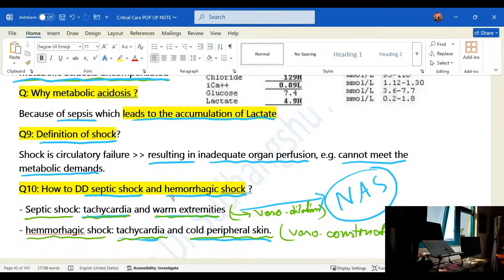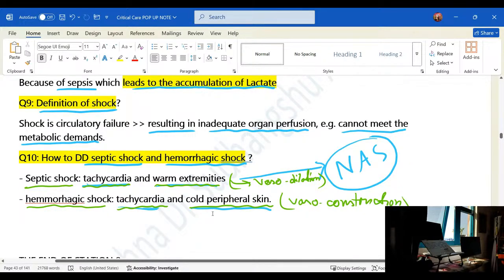How to differentiate septic shock and hemorrhagic shock? In septic shock, there will be peripheral vasodilation, and the periphery will remain warm, but the patient will be tachycardic. In hemorrhagic shock, there is peripheral vasoconstriction, the periphery will be cold, and the patient will have tachycardia.